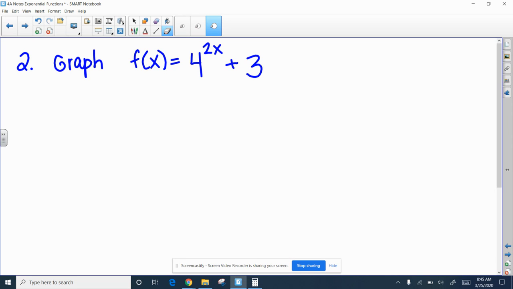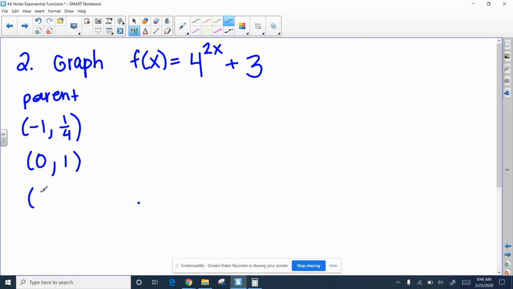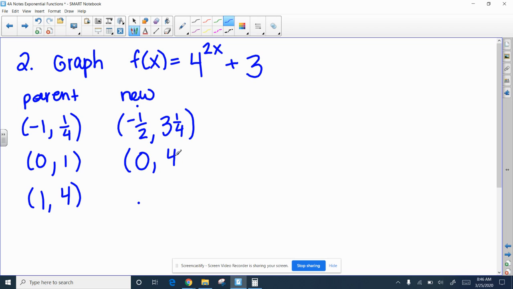All right, so let's go ahead and check the answers. Hopefully everybody tried the problem. So this time, the points on our parent function are -1, 1/4, 0, 1, and 1, 4, because this time our base is 4. Now our transformed points: there are two transformations here, the 2 with the x, and then the +3 is affecting the y. So my new points would be -1/2, 3 1/4, then 0, 4, and 1/2, 7. And our asymptote on our parent is y equals 0. Our asymptote on our new function is y equals 3.